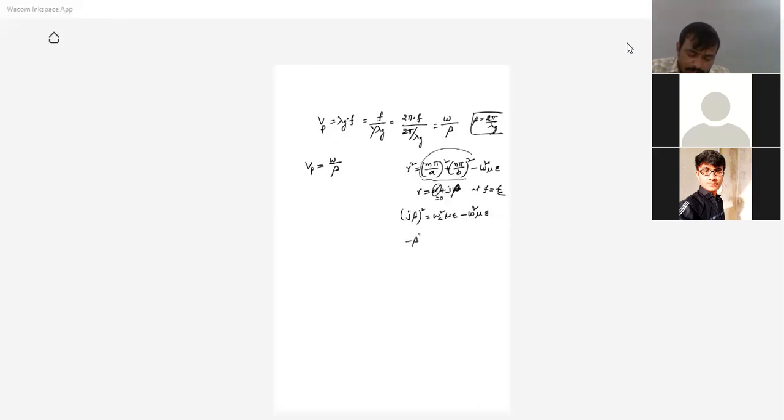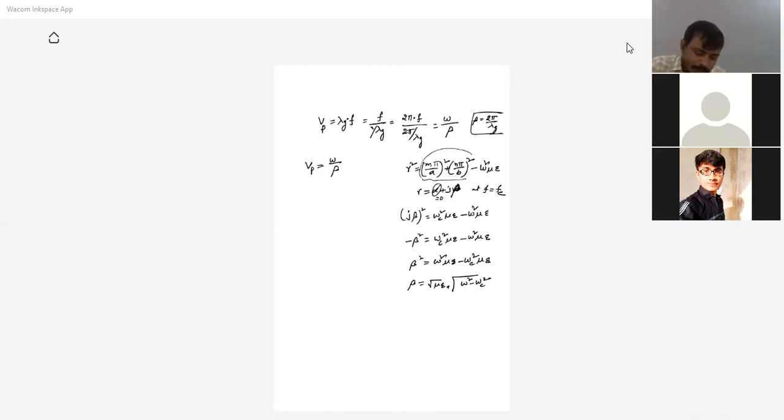Minus beta square is equal to omega c square mu epsilon minus omega square mu epsilon. So beta square is equal to omega square mu epsilon minus omega c square mu epsilon. Now beta is equal to, taking mu epsilon common, root mu epsilon into root of omega square minus omega c square.